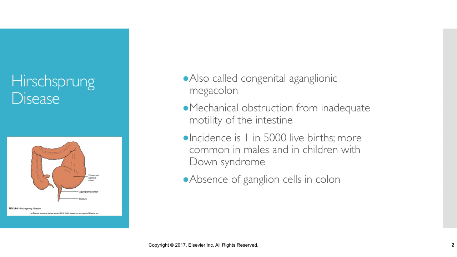So what ends up happening is we have a mechanical obstruction from inadequate motility of the intestine, and the incidence is about 1 in 5,000 live births, which is a fairly common disorder. I've seen quite a few of these over the years. They're more common in males and also with children who have Down syndrome.